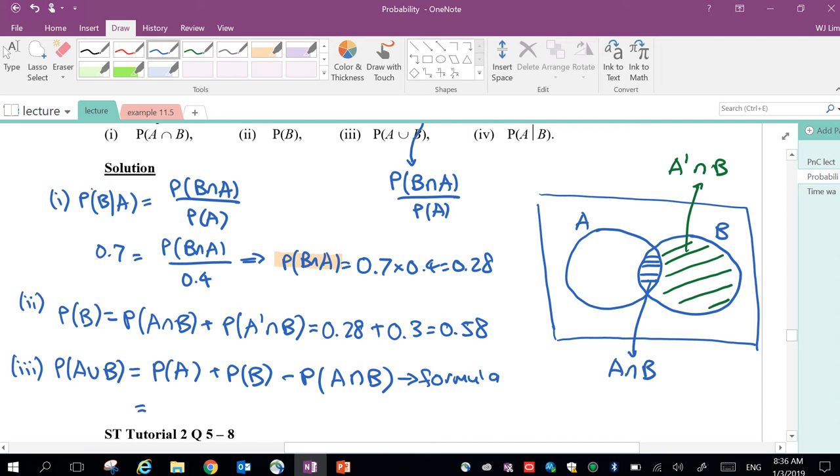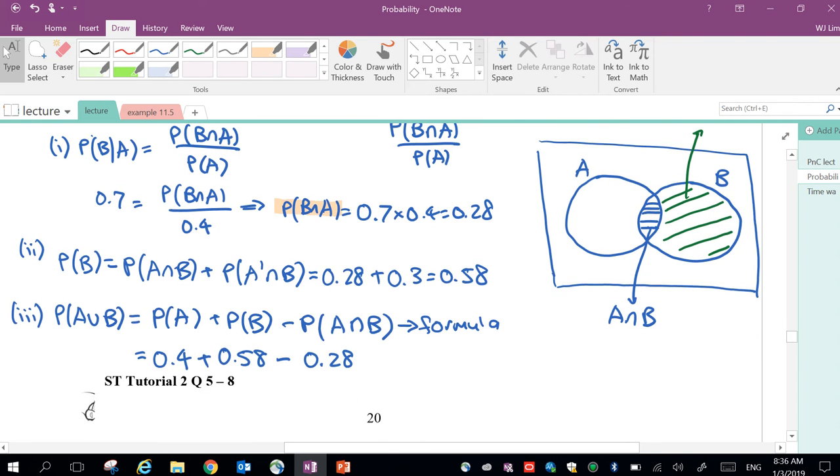So PA will be 0.4, given in the question. Probability B, you found it in part 2, 0.58. A intersect B, you also found it in part 1, 0.28. You realize that once one of the parts is wrong, the whole question is wrong, because they are all linked. So this gives you 0.7.